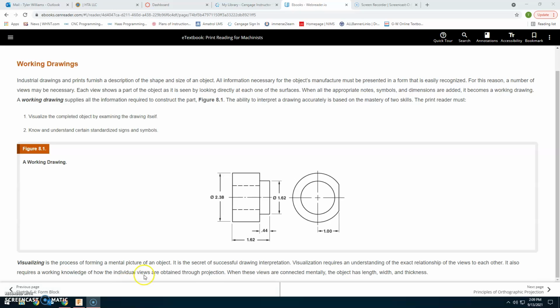Visualizing is the process of forming a mental picture of an object. It is the secret of successful drawing interpretation. Visualization requires an understanding of the exact relationship of views to each other. It also requires working knowledge of how the individual views are obtained through projection. When these views are connected mentally, the object has length, width, and thickness.